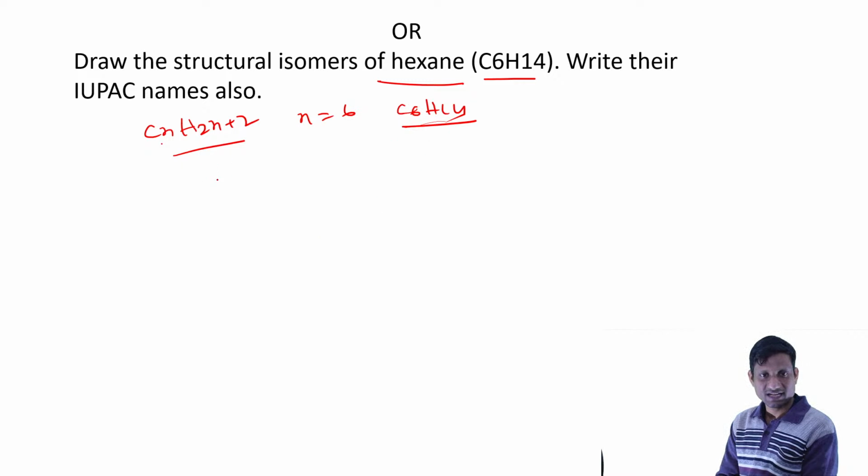So if we draw the alkane like this, what will come? Basically we can put 6 carbons in a chain, so this is CH3, CH2, CH2, CH2.